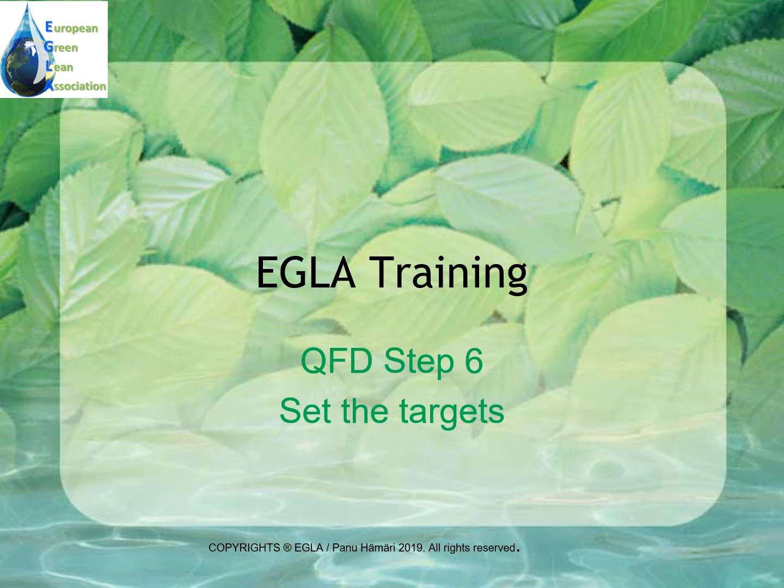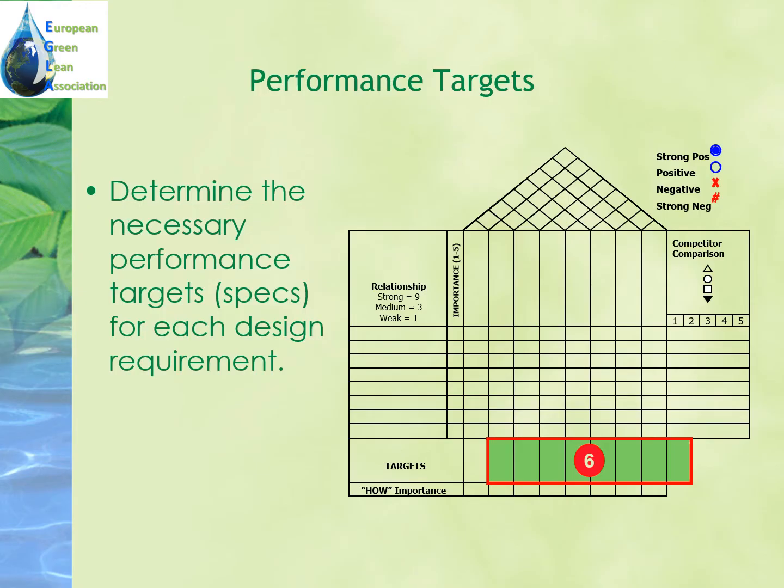The next step is then to set the targets. When we have found out and defined which are the most important ones, we really have to start thinking how we measure the things, how we set the targets for those things. The targets are on the bottom. They are kind of the foundation for the house of quality. The idea is to determine the necessary performance targets, specifics, for each design requirement.